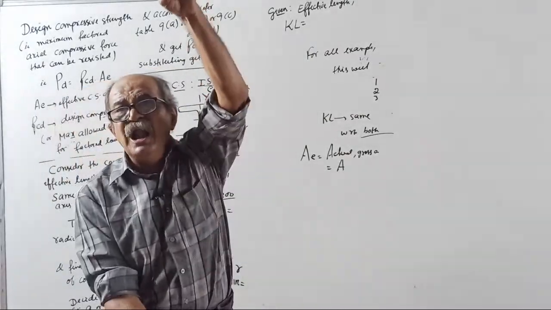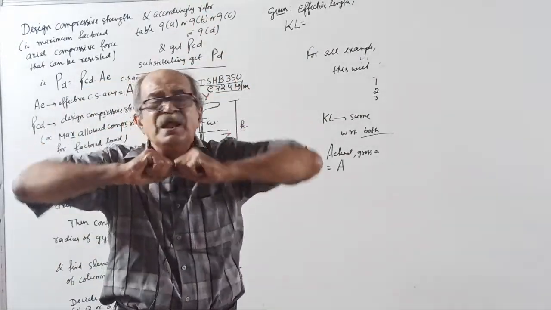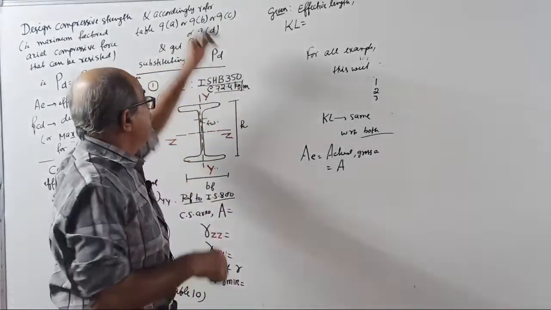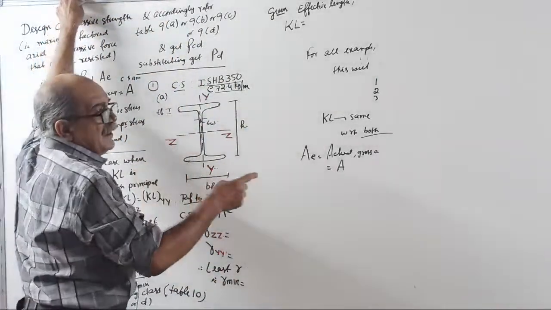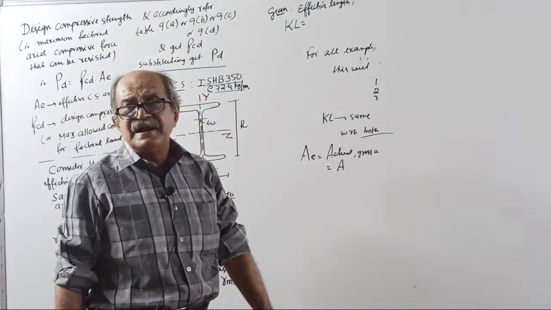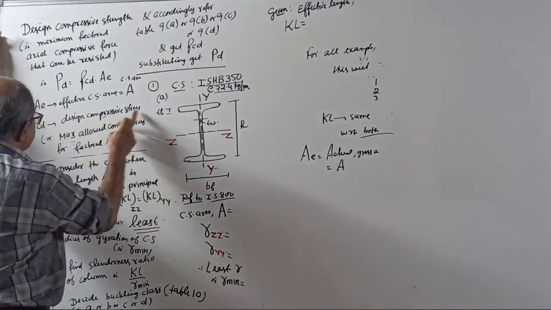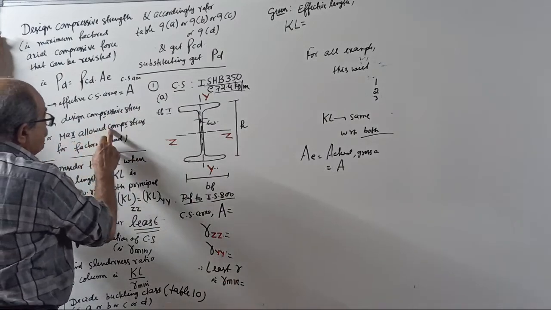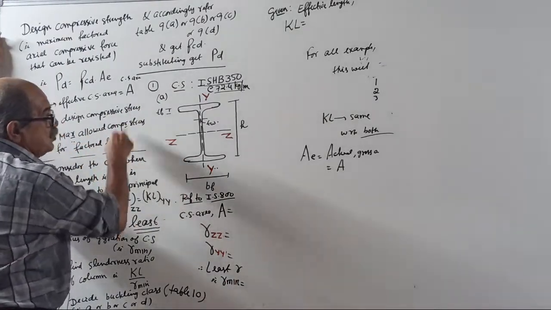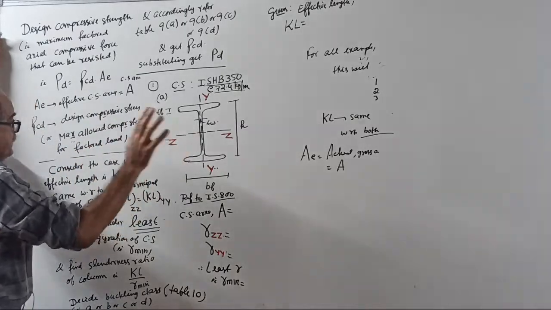For a shorter or bulging column, the strength is more, so you can apply a higher value. That all will come, that all we discussed regarding the slenderness ratio also. So FCD is the design compressive stress, or the maximum allowed compressive stress for factored load. Now, what is the procedure?